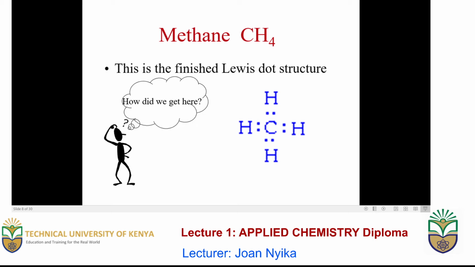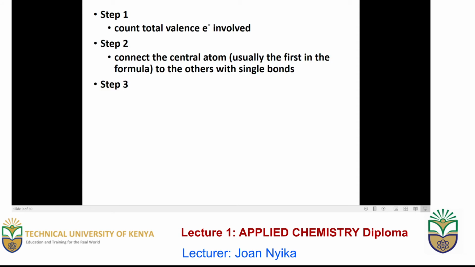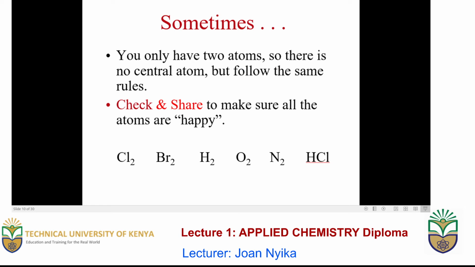Then let us look at the example of methane, which we have said is a covalent compound. This is how we represent the Lewis dot structure of methane, where we see the carbon here and the 4 hydrogens sharing the electrons. But how did we get there? It also has several procedures, just as was the case in ionic compounds.